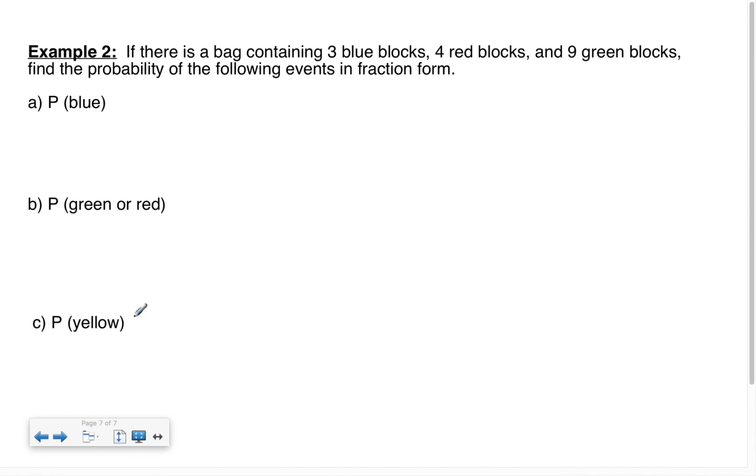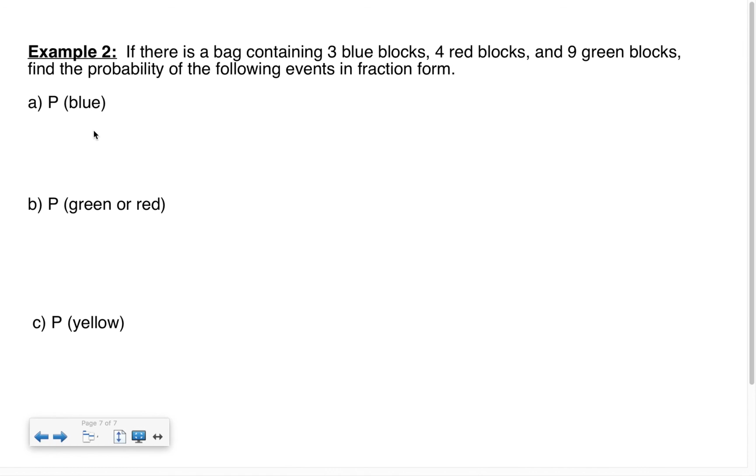Example 2. There's a bag containing 3 blue blocks, 4 red blocks, and 9 green blocks. Find the probability of the following events in fraction form. We're just looking at fraction form. If you want to hit pause and try these on your own, I suggest that. If not, we'll go through them together. So we have 3 blue, 4 red, and 9 green blocks.